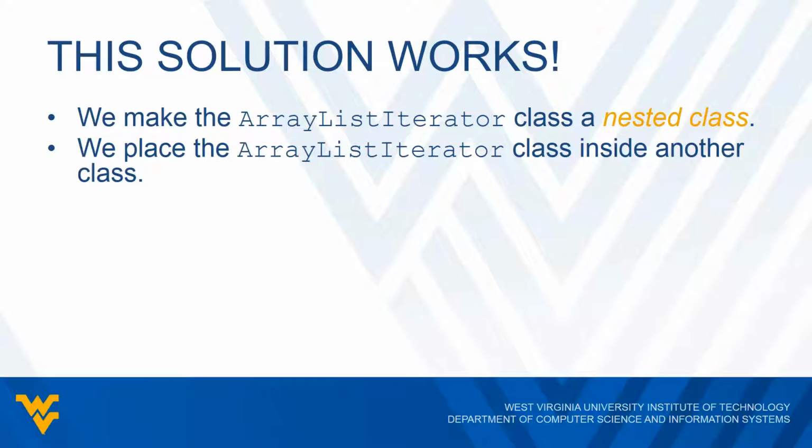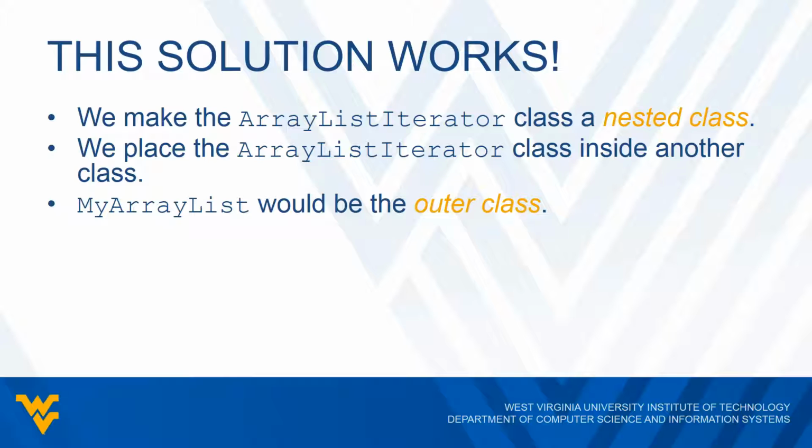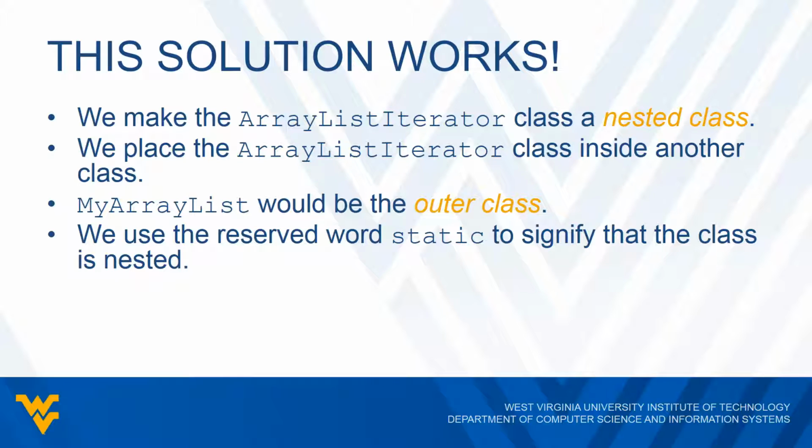We've talked before about subclasses where they implement or at least inherit stuff from the parent classes or superclasses. Here, we're just putting a class definition inside of another class. That's perfectly fine. So here, the ArrayList iterator is called a nested class. The myArrayList class in this case would be called the outer class. Now, in order for this to work, we have to include the reserved word static to say that this class is nested. That's why we had private static class ArrayList iterator before.